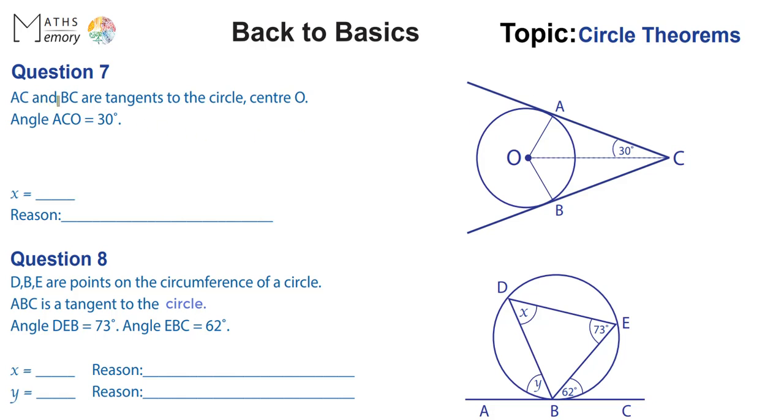So AC and BC are tangents to the circle center O. ACO equals 30 degrees. So now these are tangents, and this is a key feature. Both these tangents, AC and BC, are emanating from a point C. This point over here, O, is the center. And this line is bisecting it right in half, this kite-looking shape. The trick is to look at this as a kite, really.